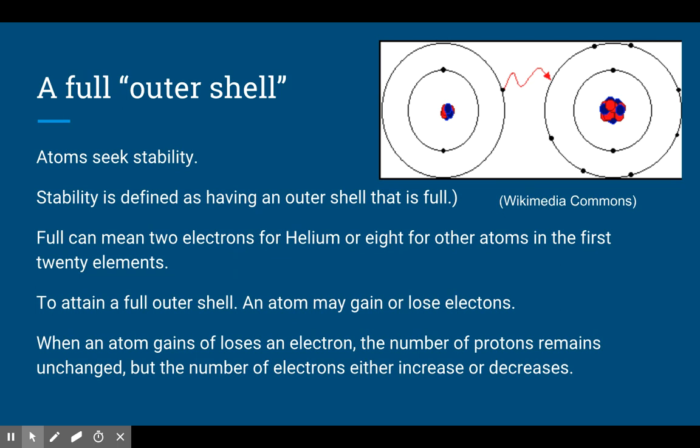So in order to attain this status of having the outer shell full, each one of these atoms is going to either choose to gain or lose electrons. When an atom gains or loses an electron, remember that the proton number remains unchanged, but the number of electrons will either decrease or increase.